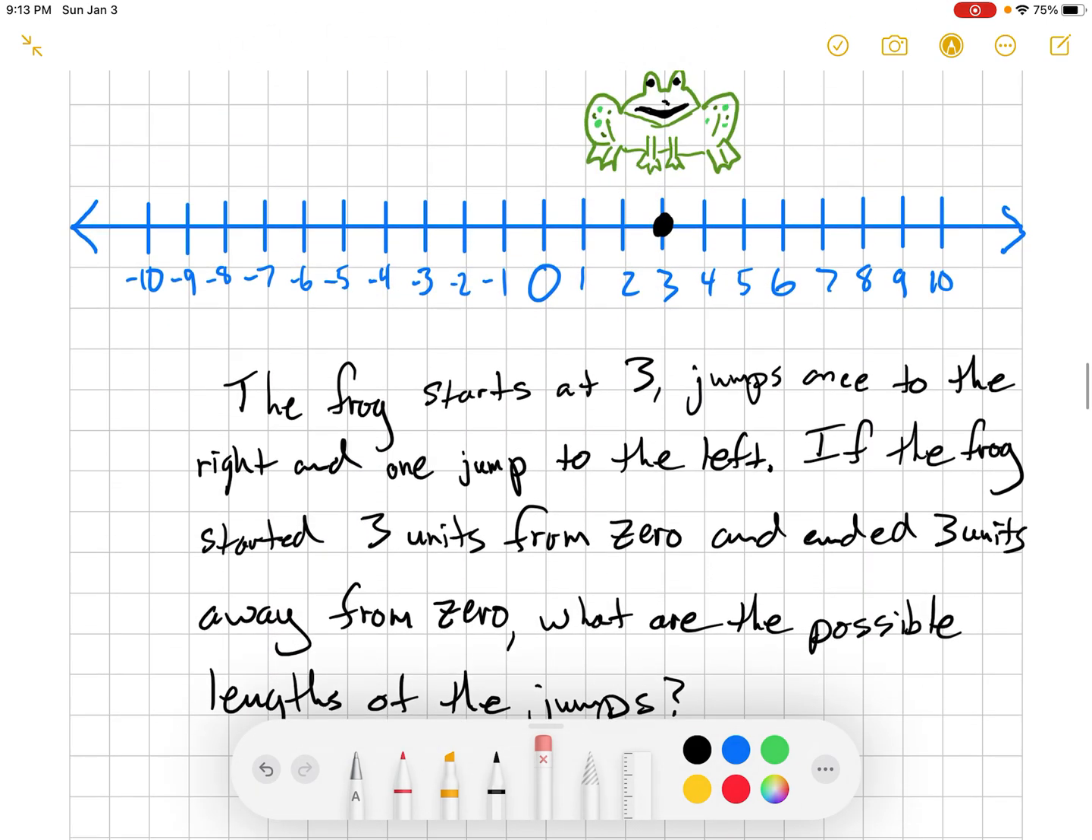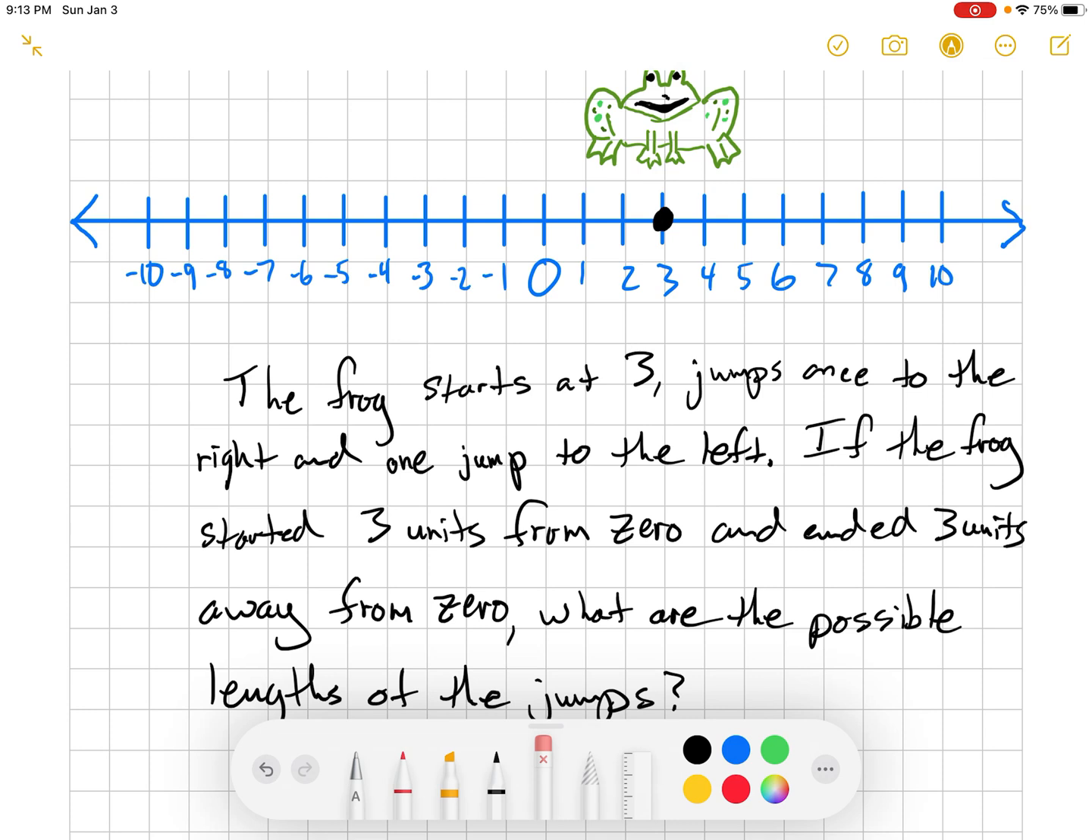So here we go. The frog starts at 3, jumps once to the right, and 1 jump to the left. If the frog started 3 units from 0, right where it is there, and ended 3 units away from 0, what are the possible lengths of the jumps? Well, the first jump, what does it say? It says jumps once to the right and 1 jump to the left. It doesn't even say how far the jump is.